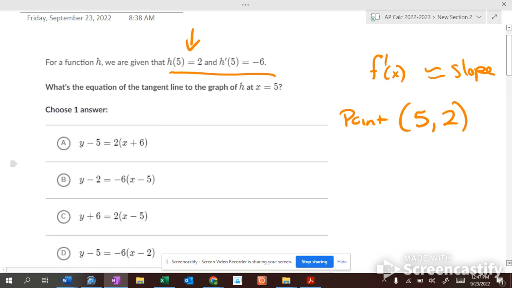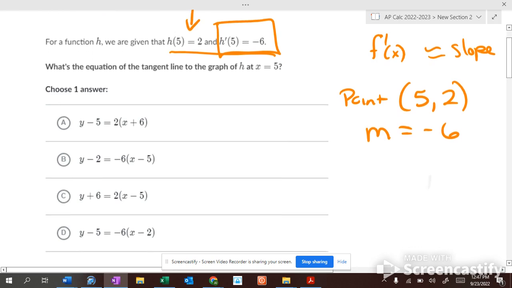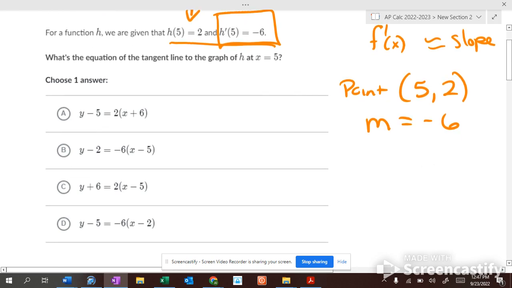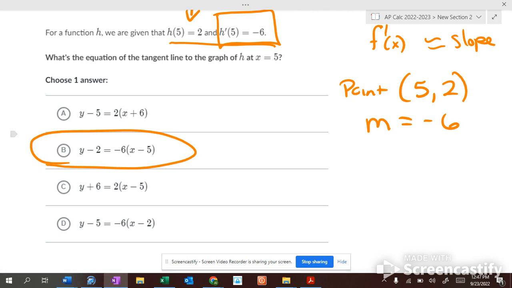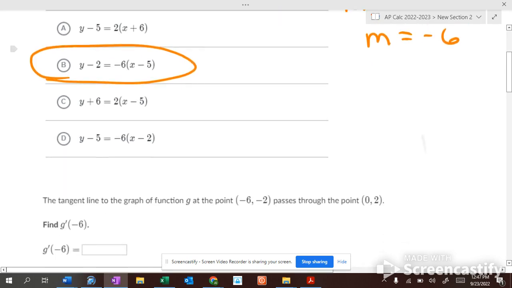Now, this is the slope. At 5, the slope is 6. That's what that says in function notation. So, since it says that, we put it in point slope form. Easy peasy lemon squeezy. Which one is the proper point slope form for this question? B is the proper point slope form: y minus y1 equals slope times x minus x1. We put it into point slope form and then work our way into slope intercept form if we need to.